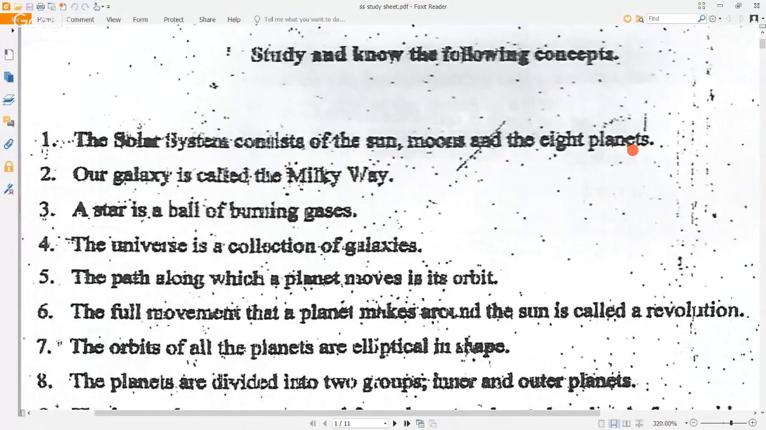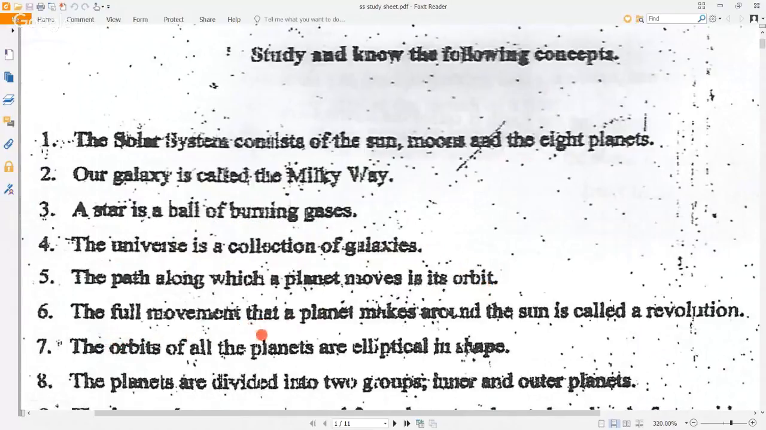Okay. Number two, our galaxy is called the Milky Way. So we have galaxies, which we know are a collection of stars. A star is a ball of burning gases. The universe is a collection of galaxies. The path along which a planet moves is its orbit. And remember that the orbits are elliptical.